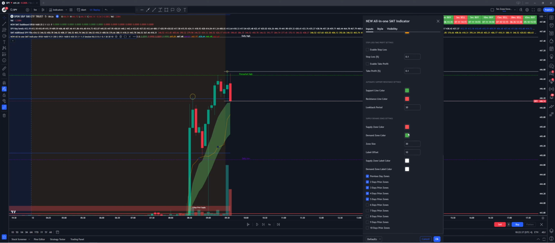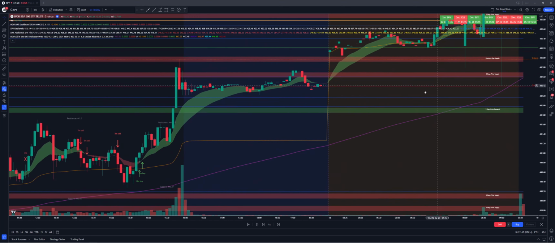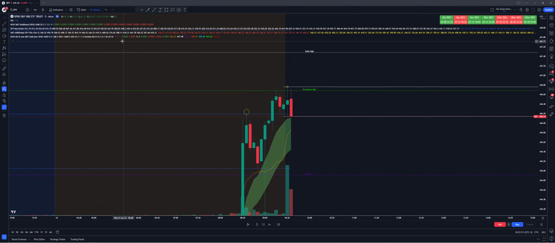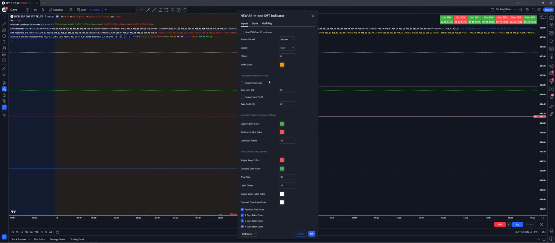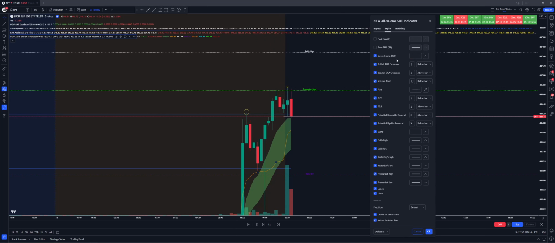You can change the color of your zones, the opacity down here. You can also change the size and the label offset. If you don't like your labels here, you can move them wherever, change the label colors, and uncheck however many zones you want enabled. So you can see these red and green areas are our zones. That brings us to the bottom of the inputs. If you go into style, here's where you can change all your styles.